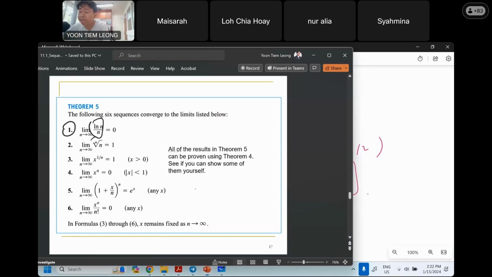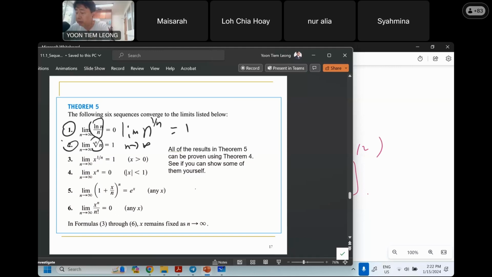That is, if you have n raised to the power of 1 over n, and you take n goes to infinity, then what you will get is a number of 1. So this is another important result that you have to remember. You can actually prove the second item in theorem 5 using theorem 4 as well.